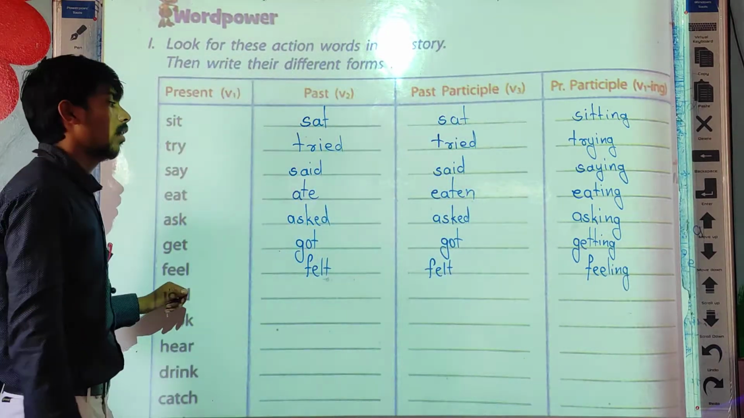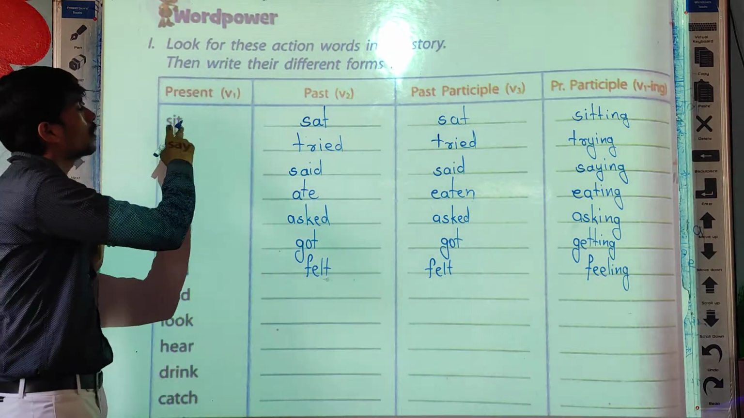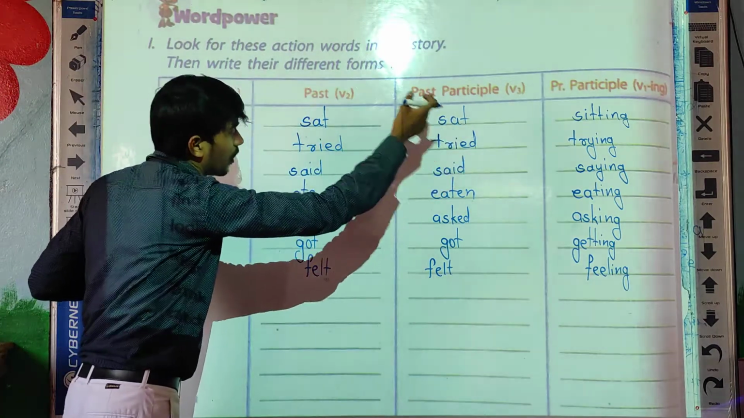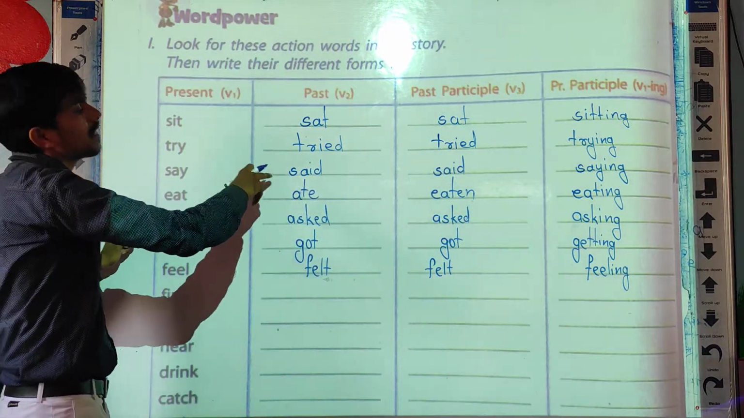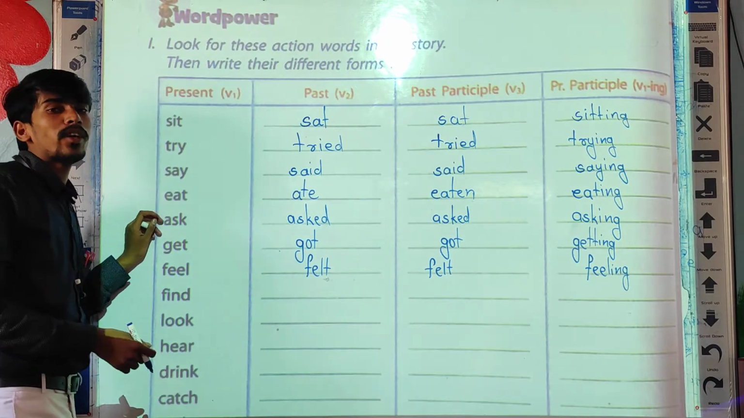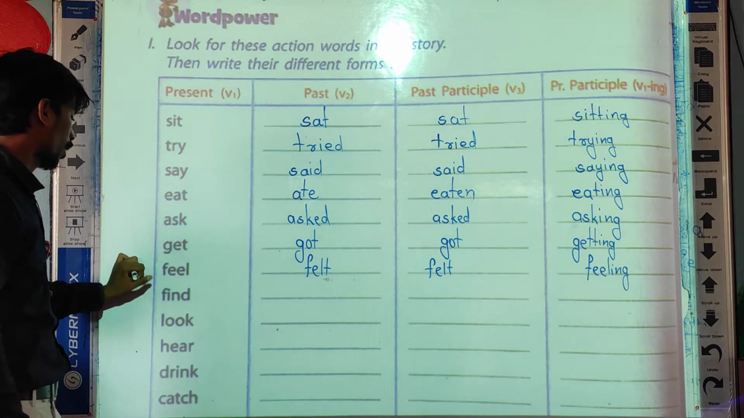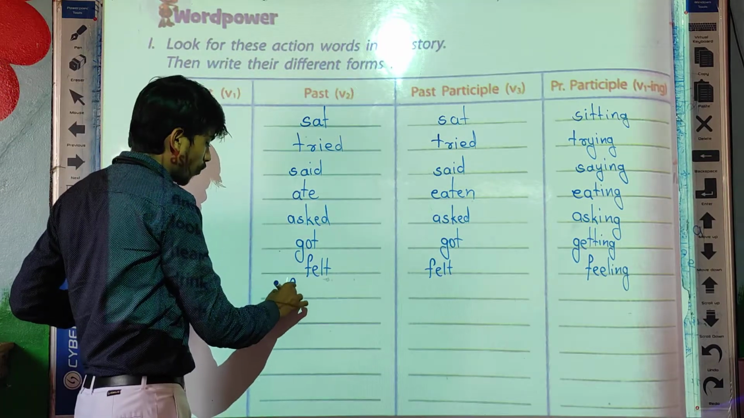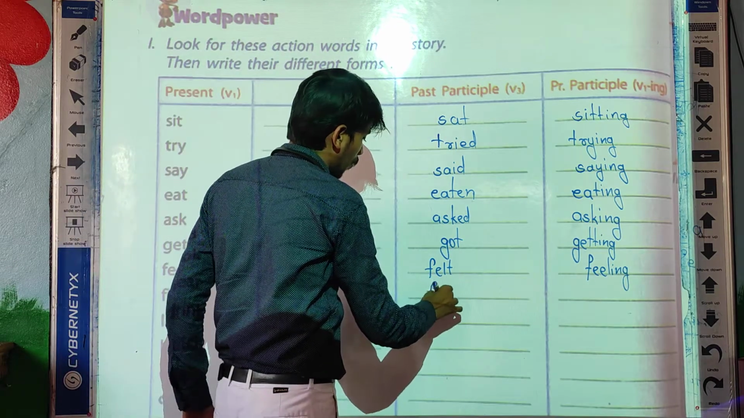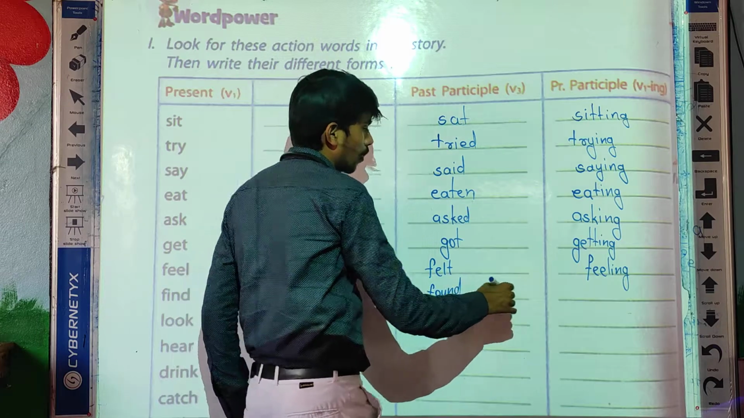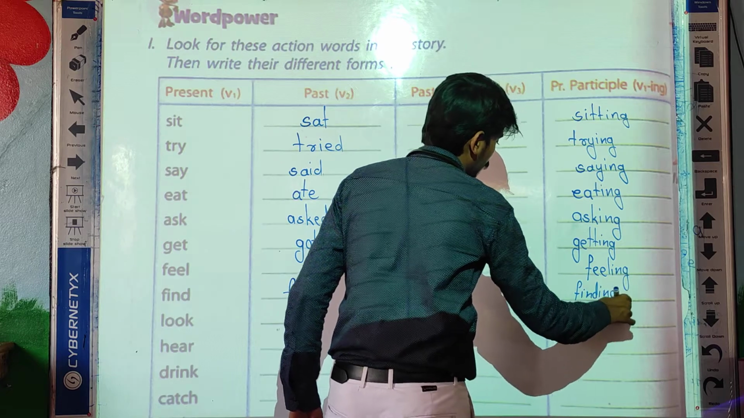This way you have to memorize all. Like feel, felt, felt. How do you memorize? Sit, sat, sat, sitting. Try, tried, tried, trying. Say, said, said, saying. This way you have to memorize. Feel, felt, felt, feeling. Find. What is past of find? Found. Found. Finding.